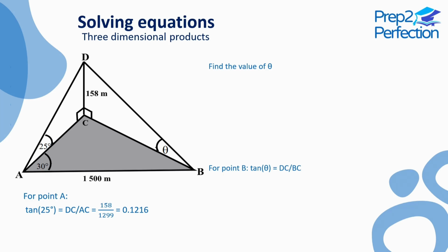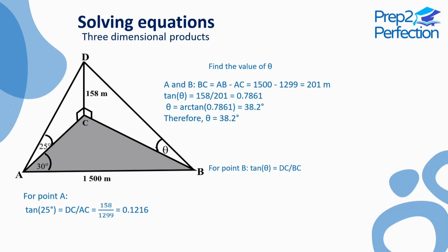For point B, tan theta equals DC over BC, but I need BC first. Since C is between A and B, BC equals AB minus AC, which equals 1,500 minus 1,299, which equals 201 meters. Now tan theta is equal to 150 over 201. This equals 0.7861. Theta equals arctan, open bracket, 0.7861, close bracket. This will give us 38.2 degrees. Therefore, theta is 38.2 degrees.